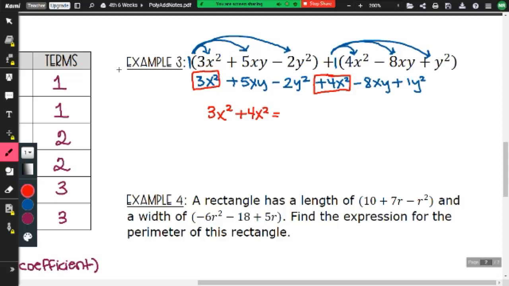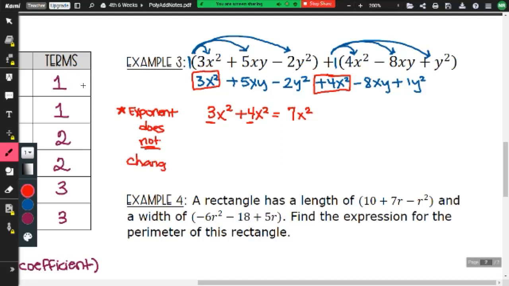Now, just like we wrote next to the steps, what am I actually adding? The coefficient. So if I'm adding the coefficient, I'm adding 3 plus 4 to give me 7x squared. Notice nothing happened to the exponent. In this problem, the exponent does not change.